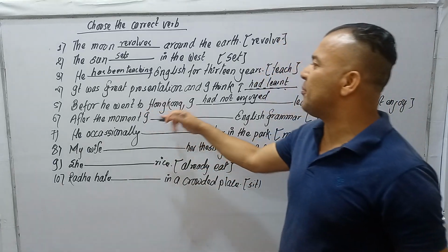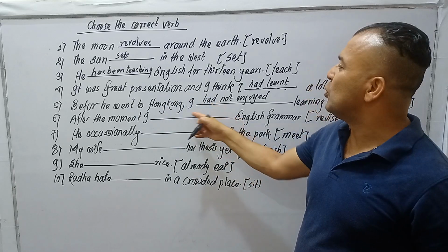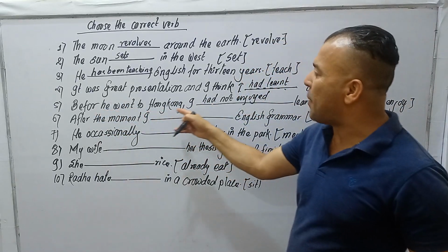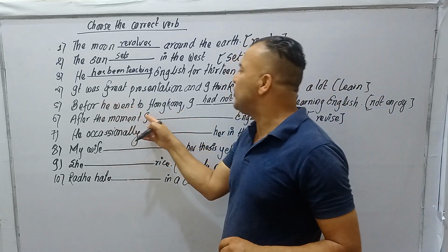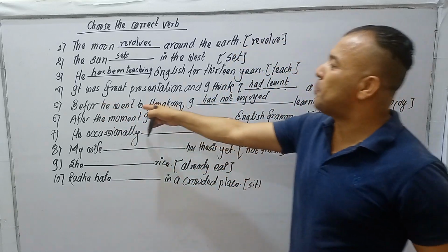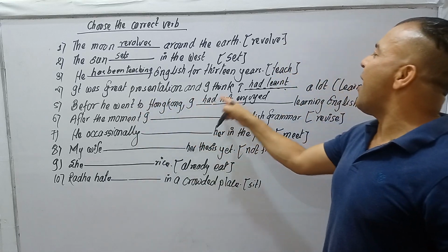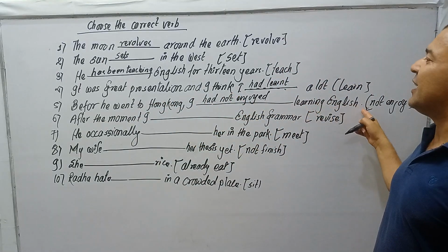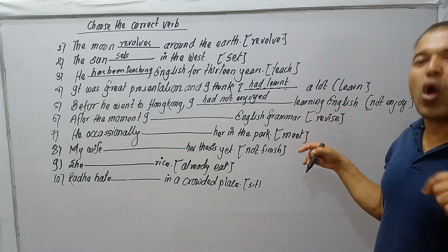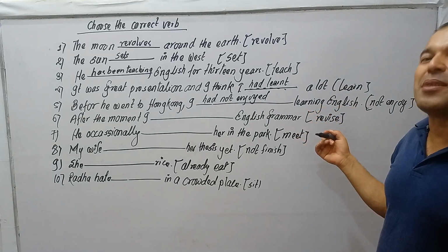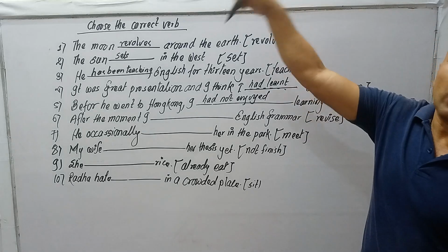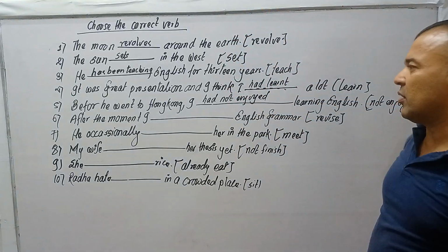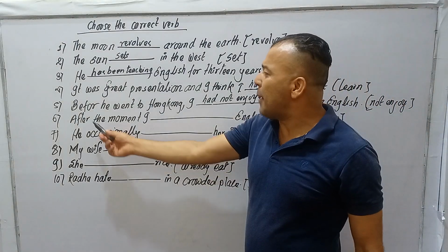This connects two forms of the verb in the past tense. Before he went to Hong Kong is one past. It is past tense, and I had not enjoyed learning English. It's completed in the past. Understand? Alright.